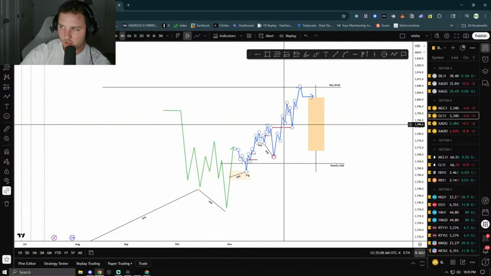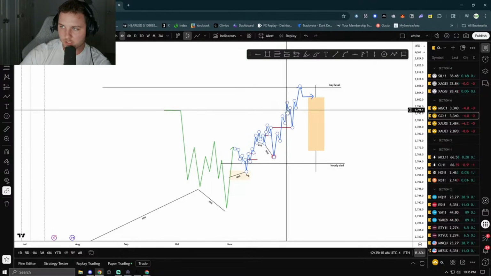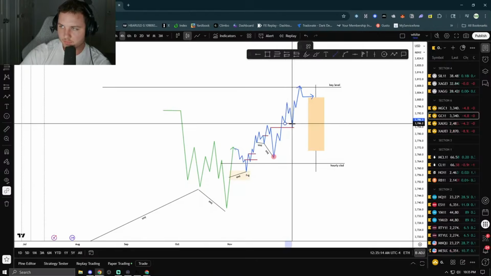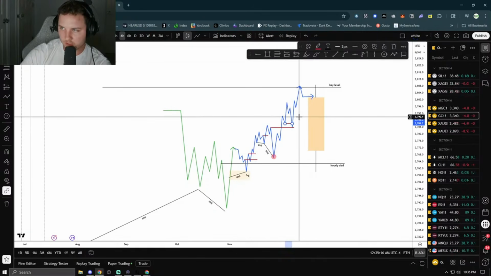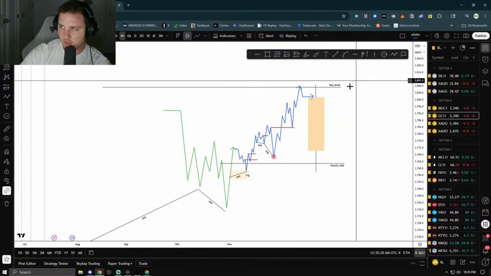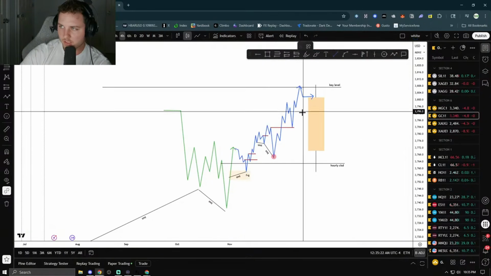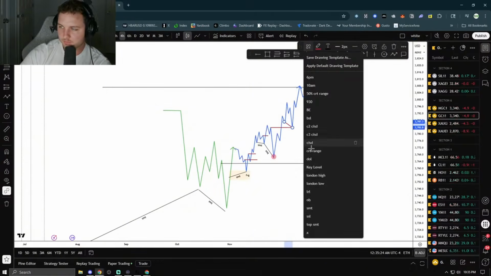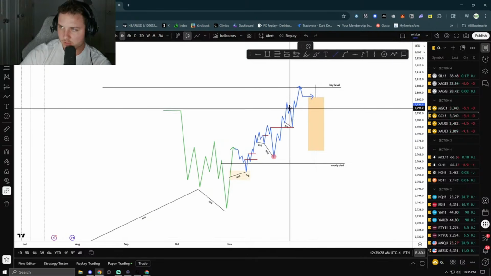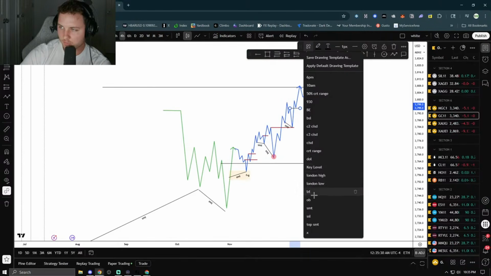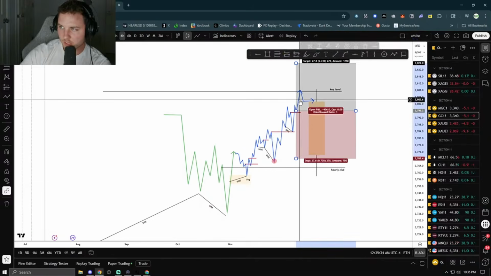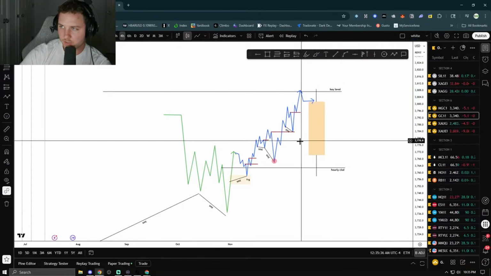9:30. So now, like 9:25, we expand. 9:30 comes, soups. So this is turtle soup, tapping a key level, creating 9:30 manipulation into expansion. Get your CISD. Could enter again into expansion, whatever the case is.